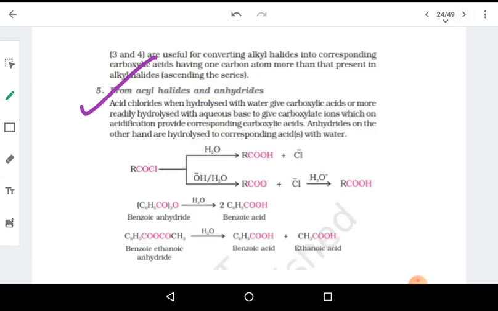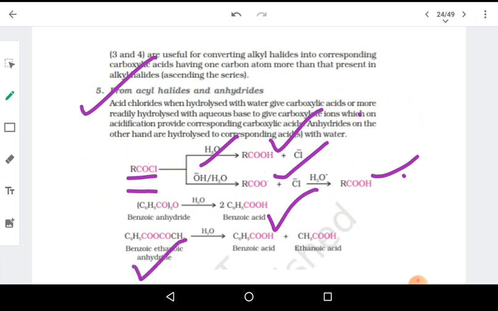Next is from acyl halides and anhydrides. There also we have to carry out the hydrolysis, right? Hydrolysis has to be carried out. In the presence of basic medium, we'll be getting the acid over here. Anhydride also on hydrolysis will give us benzoic acid, and here we have esters that will also give us the same.